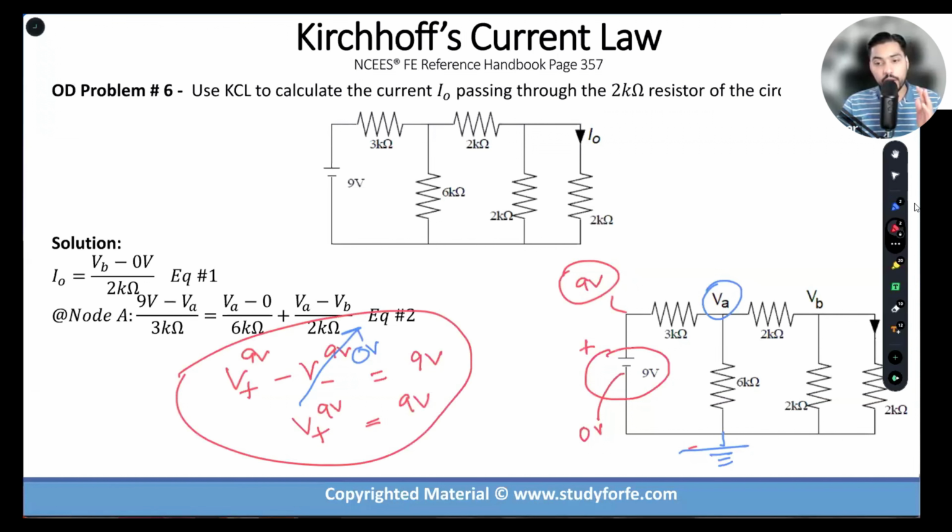Okay, now if I have 9 volts here, and this is the only voltage source, do you think most likely this voltage source is going to be pumping current into the circuit, or is the current most likely being pumped into the voltage source?